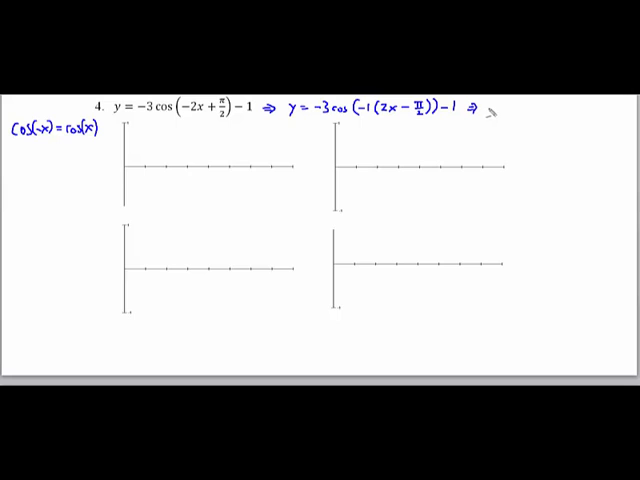Therefore, we're going to have y equal to -3 cosine of 2x minus pi over 2, minus 1. All right, so there is your beautiful function now, again with the negative taken out of it.